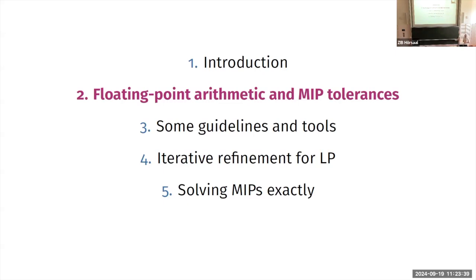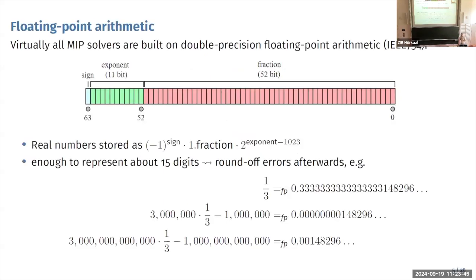Okay. So first of all, where do these inaccuracies come from? Well, the reason is, as you will know, that virtually all MIP solvers are built on floating point arithmetic. So here is a picture of double precision floating point arithmetic according to the IEEE standard 754. So this represents real numbers in the following format.